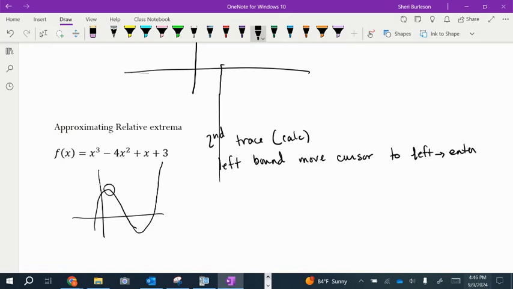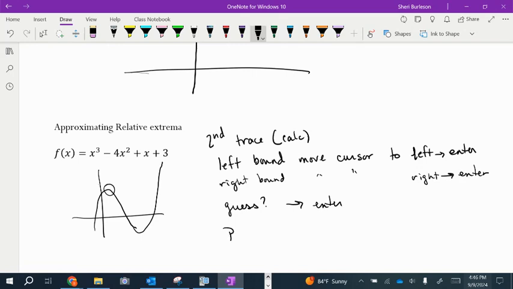Okay, and then for the right bound, again, you're going to move the cursor this time to the right of that maximum or minimum, and then you're going to hit enter. It asks you if you want to guess. You just hit enter, and then we're going to write the function.